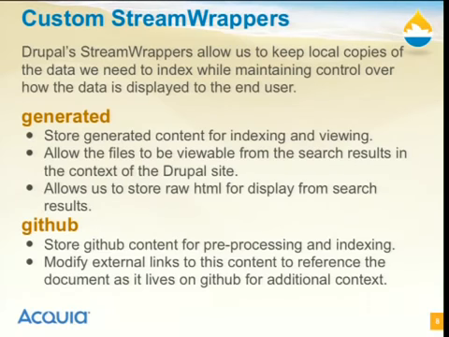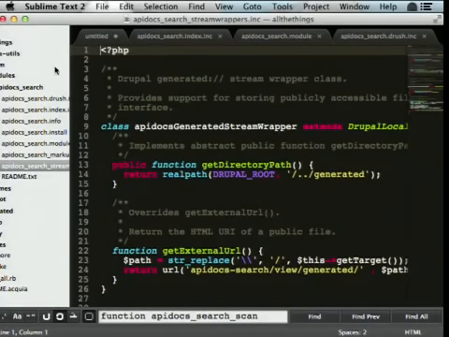GitHub: store GitHub content for pre-processing and indexing. So basically what we did is we created a subfolder of our main checkout. And our main checkout kind of looks a little bit like this.